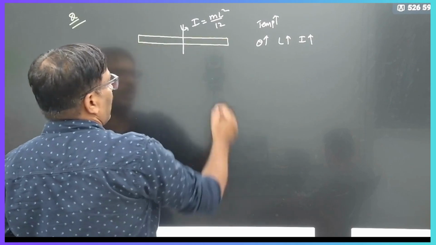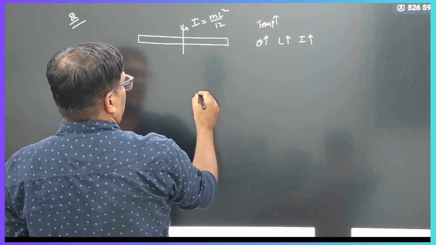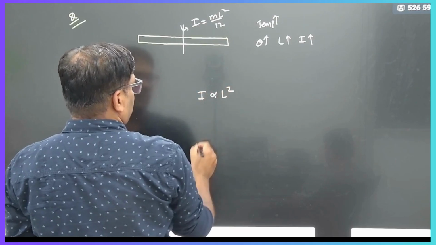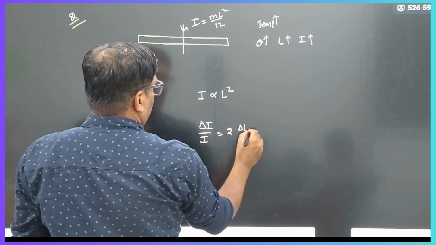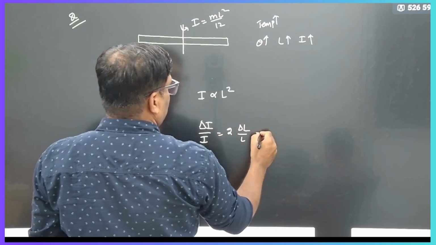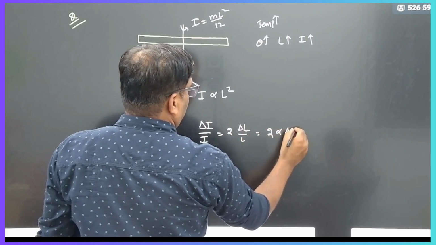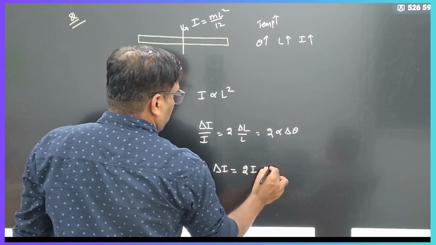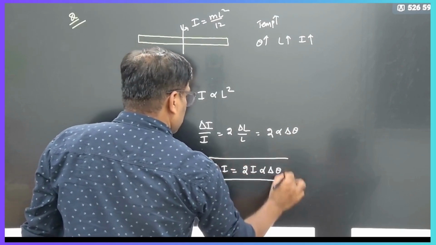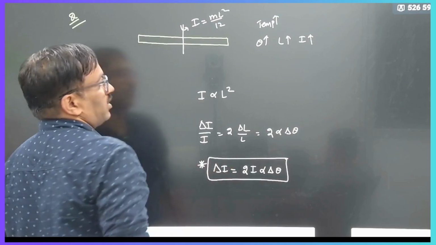So how to calculate it now? I is directly proportional to L square, so delta I by I is equal to 2 into delta L by L. Delta L by L is nothing but alpha into delta theta, so delta I is 2I into alpha into delta theta. This is your increase in moment of inertia.